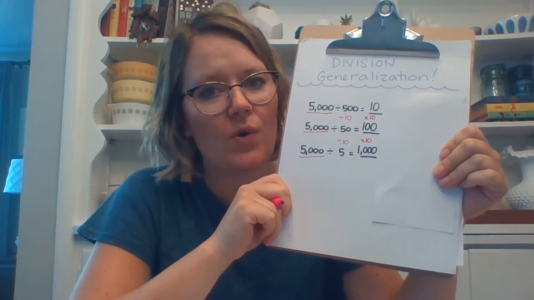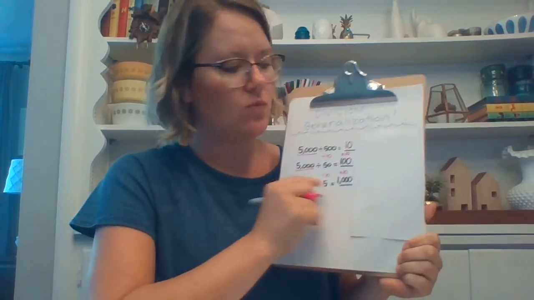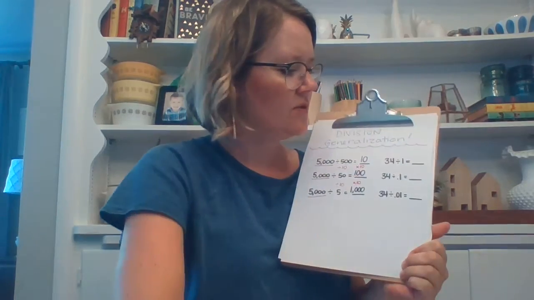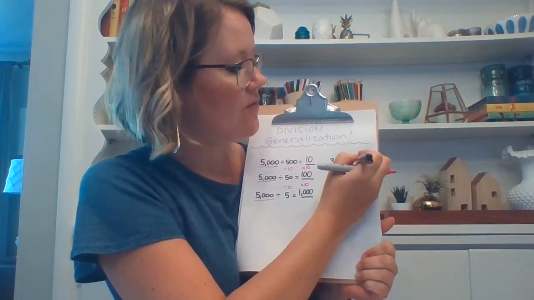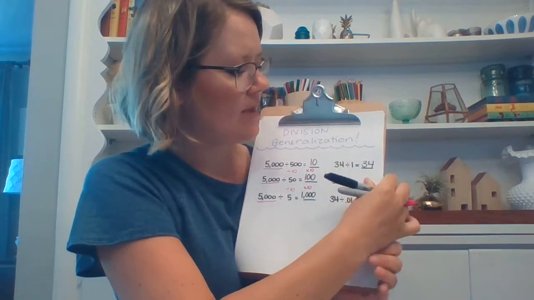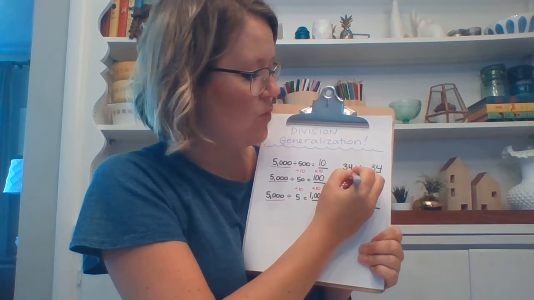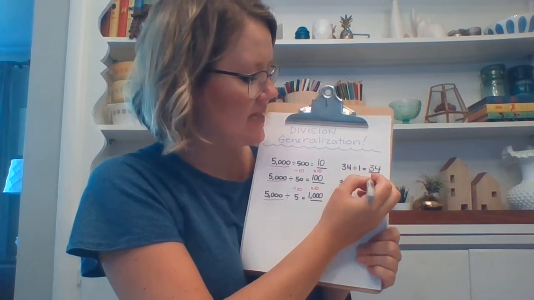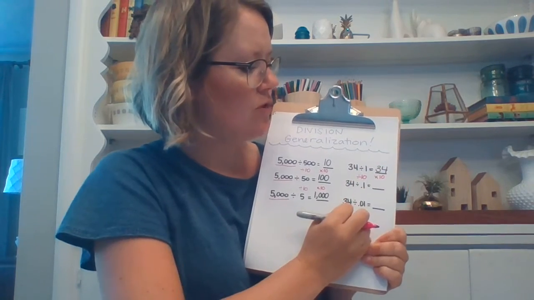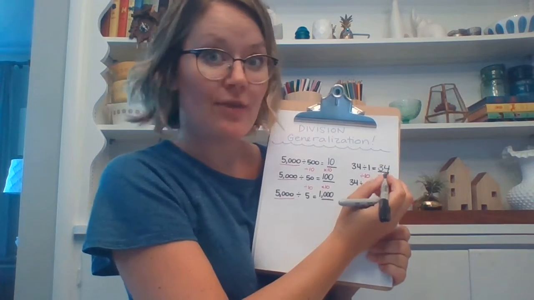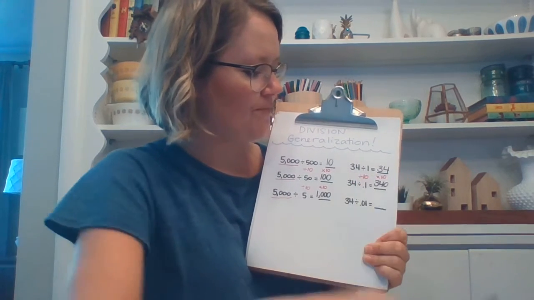All right, so now we can apply that to decimals. If it works with whole numbers, it also works with decimals. So 34 divided by 1, I can do that. It's 34. But if I divide it by 1/10, here I've divided that 1 by 10, which means I have to do the opposite thing to the quotient. So I have to multiply 34 times 10, which is 340.